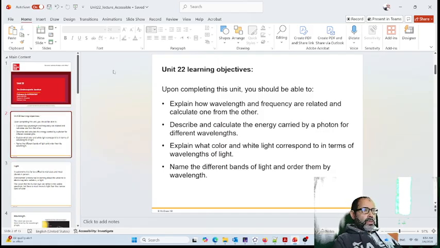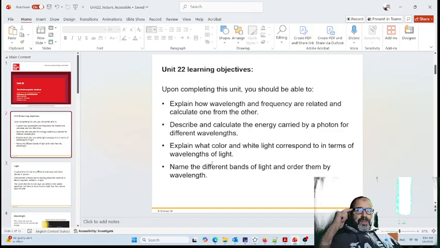So again, what we're going to do here is explore how wavelength and frequency are related to one another, and how we can calculate the energy. That's the work of somebody else, actually, of Planck. We're going to use Planck's law to find the energy of the electromagnetic waves and explain what color and white light correspond to in terms of wavelength of light.